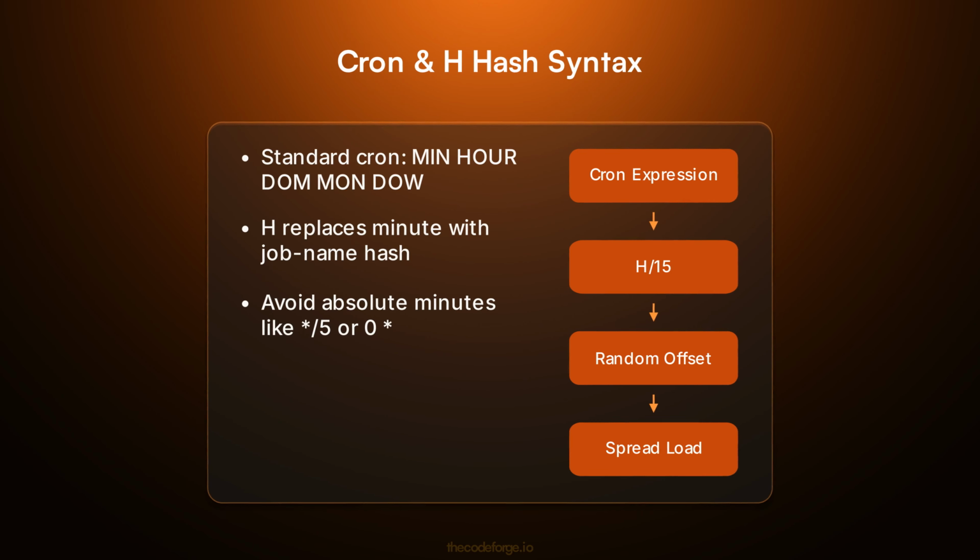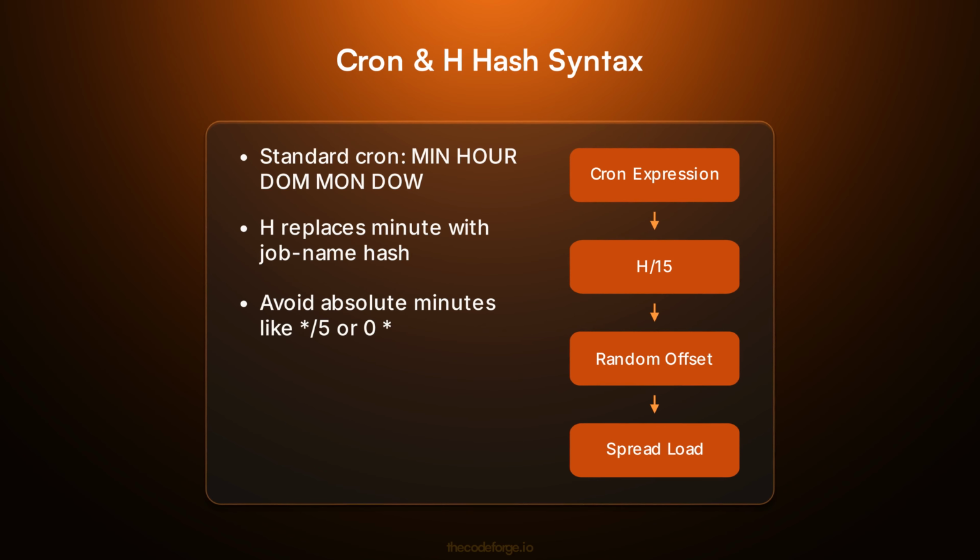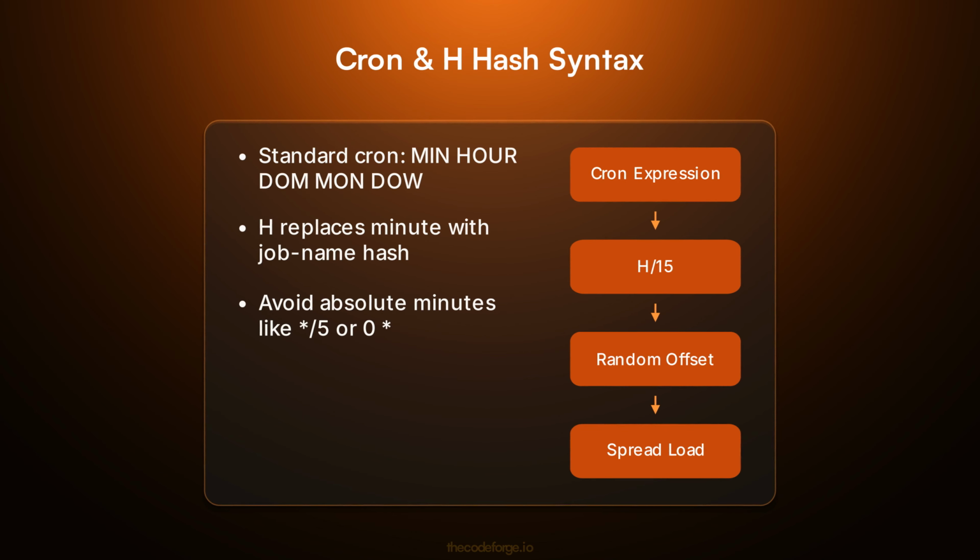The cron trigger is the most common time-based trigger. Jenkins extends cron with the H symbol to distribute load. For example, H/15 means every 15 minutes, but starting at a random minute within the hour. This prevents the thundering herd problem where all jobs trigger at the same time.